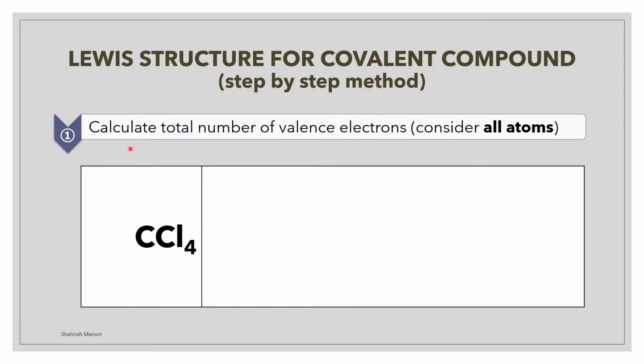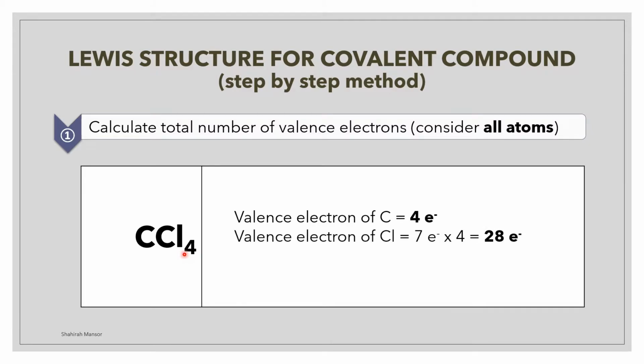So for the first step, you have to calculate total number of valence electrons and you have to consider valence electrons for all atoms. So carbon has 4 valence electrons. Chlorine has 7 valence electrons, but here we have 4 chlorine atoms, so you have to times 4. And later on, find the overall or total valence electrons. So now we have as much as 32 valence electrons.